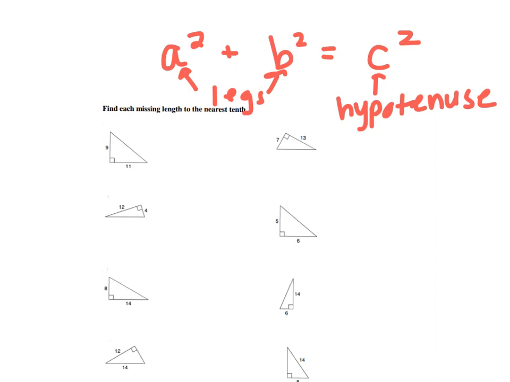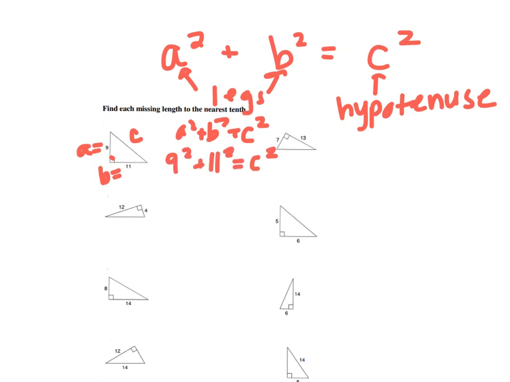The first would be like the first one, where we know a and we know b, we know the two legs, and what we don't know is c. So we would set up our equation, a squared plus b squared equals c squared. I know I can use this because of the right angle in the triangle. And so 9 squared plus 11 squared equals c squared. 81 plus 121 equals c squared.